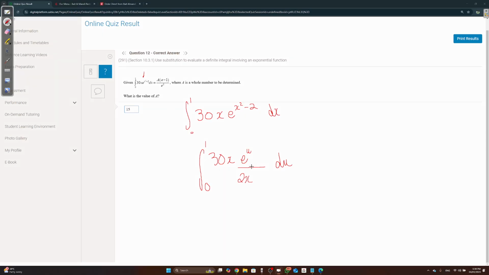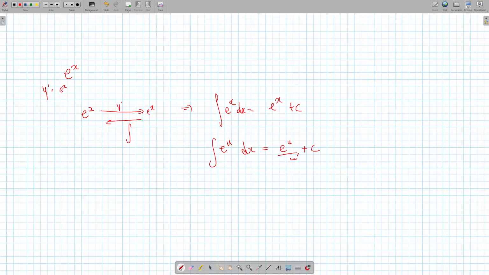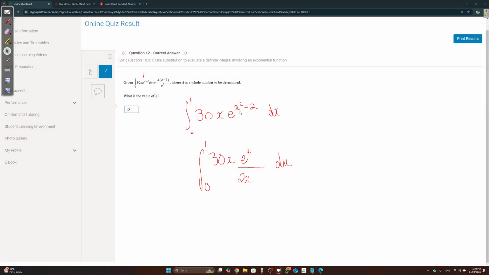So when I did this e^u over u prime, u prime is 2x. What's the derivative of x squared minus 2? It's 2x. So now I can cancel this x with x and 30 with 2. I'm going to get integral 0 to 1, 15 e^u du. Now what can I do? 15, what's the integral of e^u?